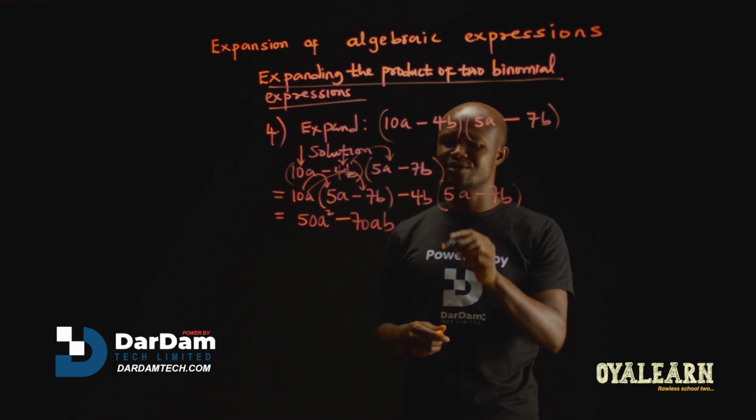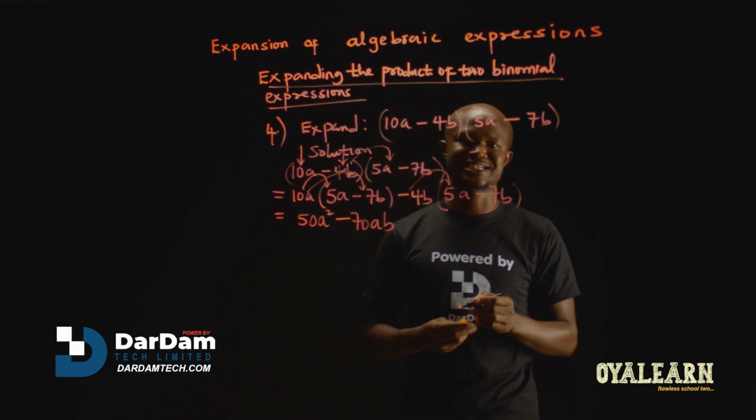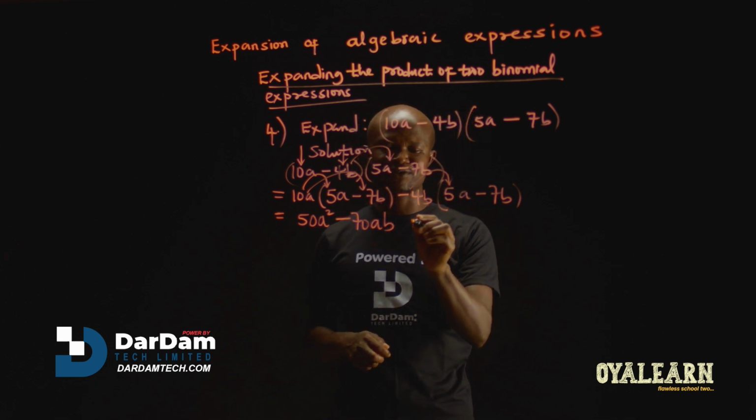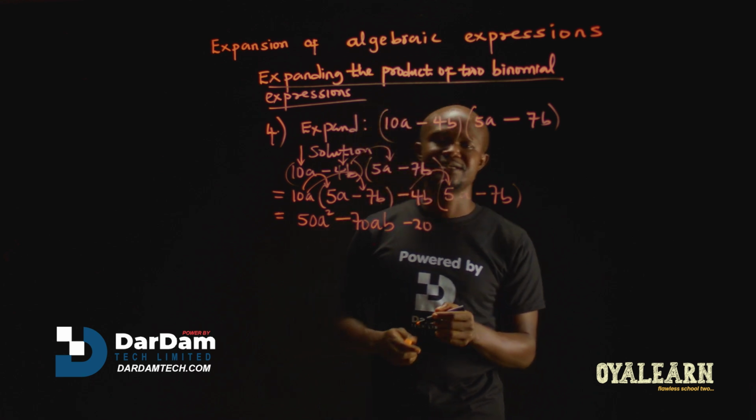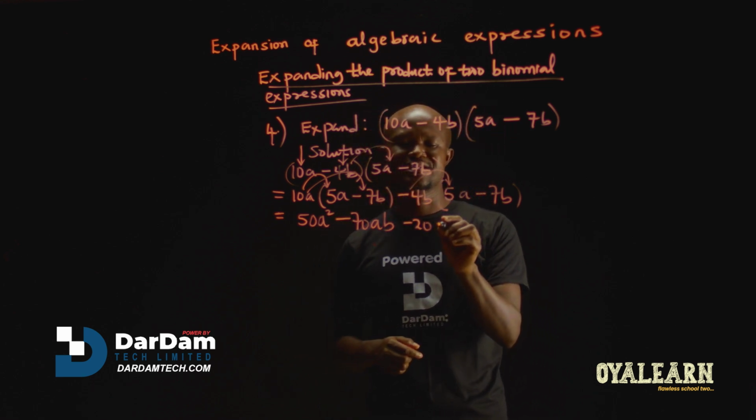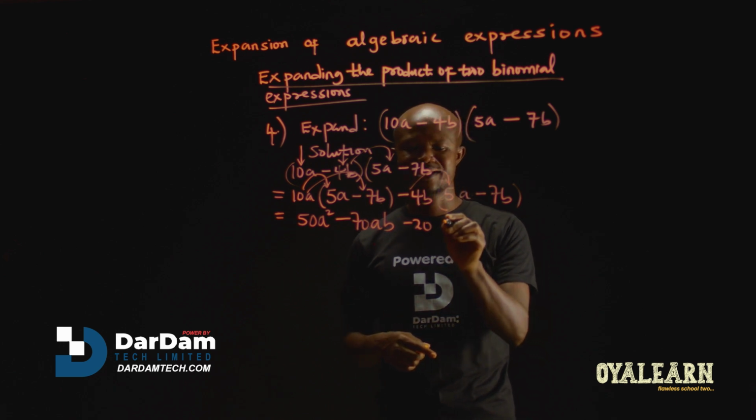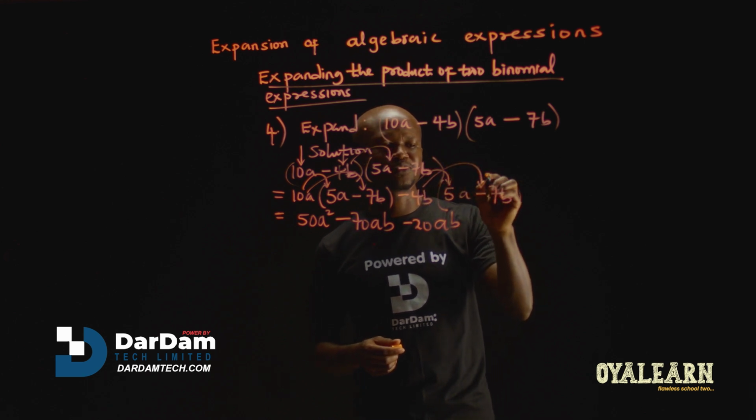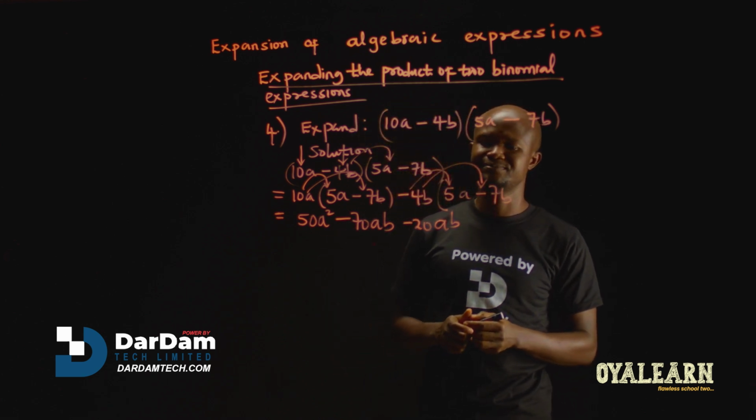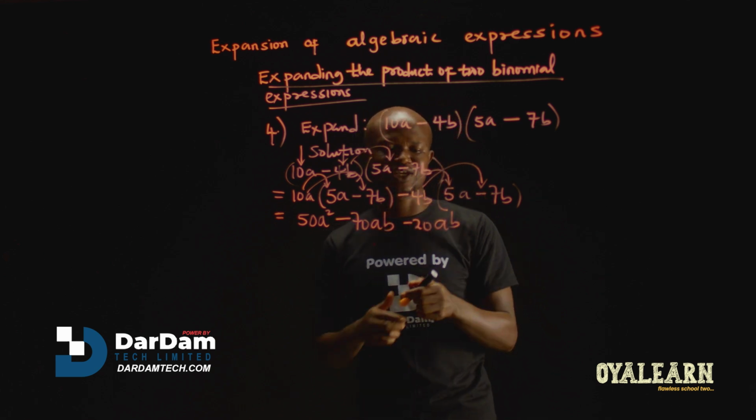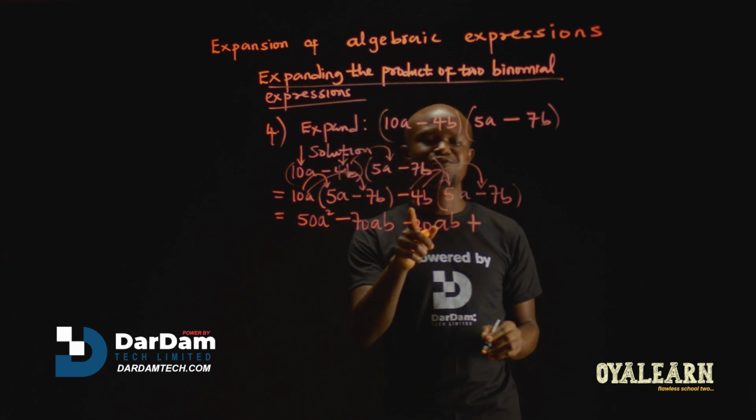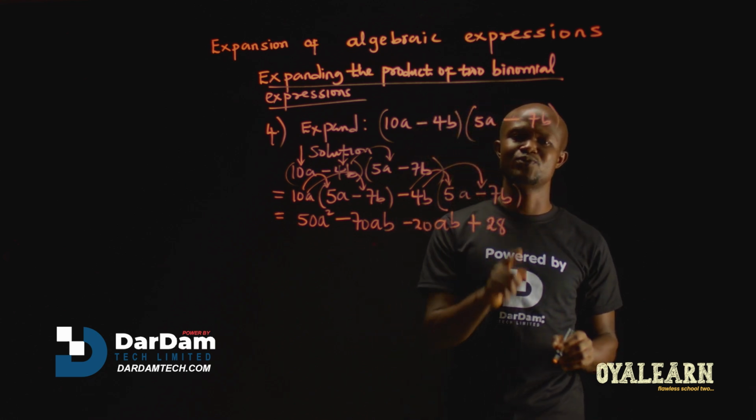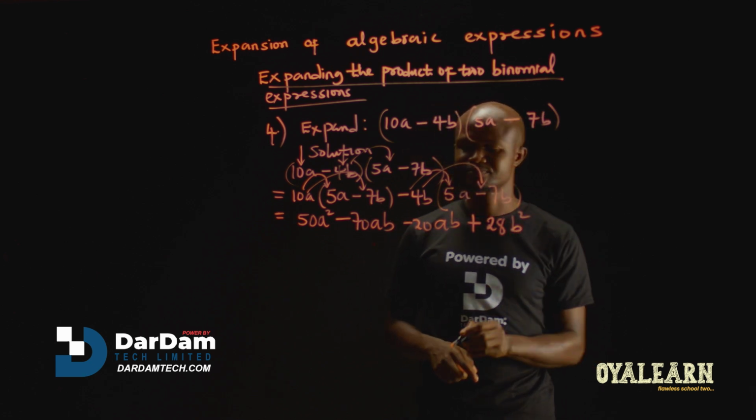Now, we use minus 4b to multiply the first term, which is 5a. Now, minus 4 times 5 will give us minus 20. Now, b times a will give us ba, which is the same thing as ab. Now, we use that same minus 4b to multiply the second term here. Minus times minus will give us what? Plus. Now, 4 times 7 will give us 28. And b times b will give us b squared.